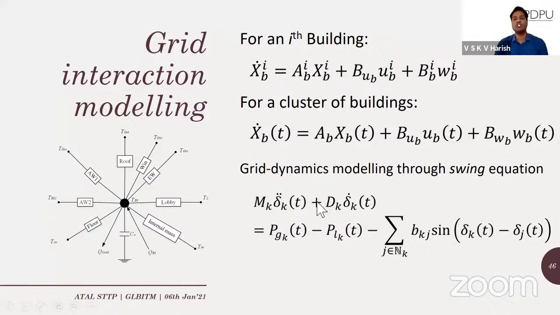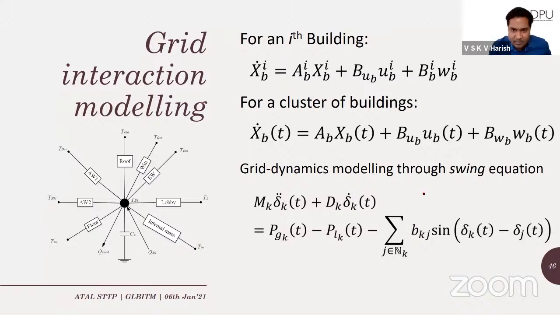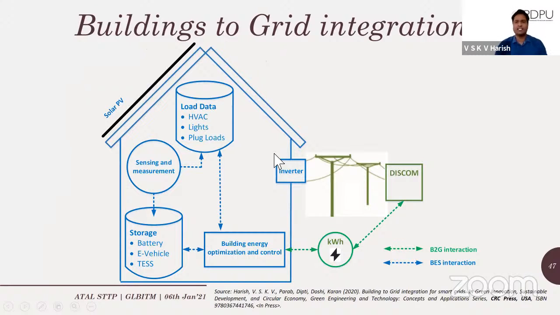This equation holds valid for any bus where the generator is connected. If there is no generator connected, the LHS becomes 0. And the buildings, as an accumulated power level, participate through this parameter, the loading parameter: the number of buildings which are connected to the kth bus. And we can model this grid dynamics of the particular building energy system.